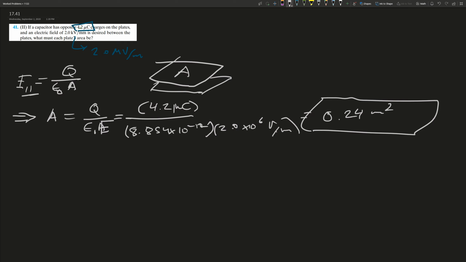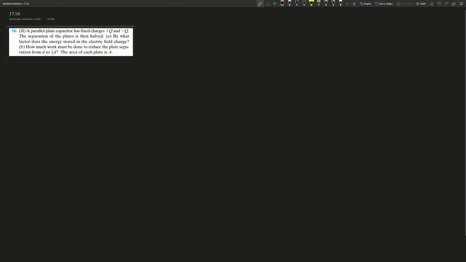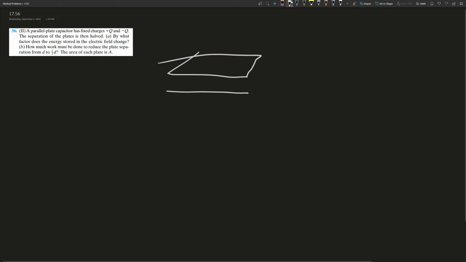Okay, so that's the first problem. The second problem is 17.56, and it's a bit more abstract. There are two parts. The first part asks, suppose we have a parallel plate capacitor, same as last time, with an area A and a distance D between the plates, and suppose we cut that distance in half.